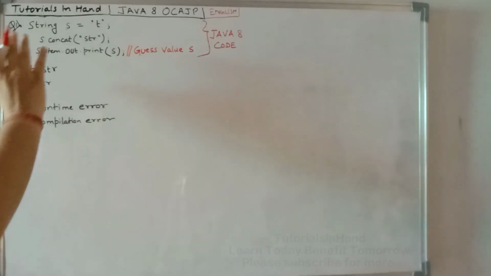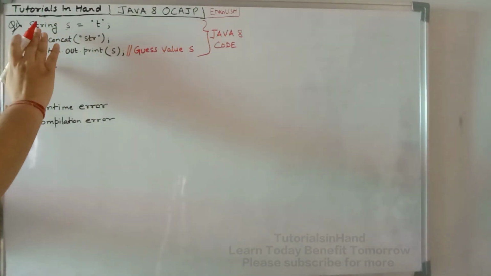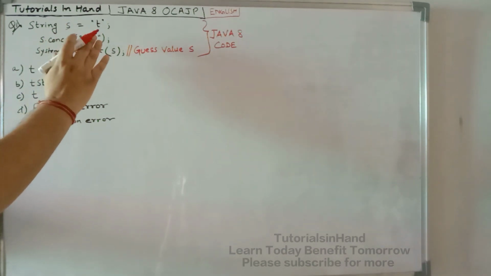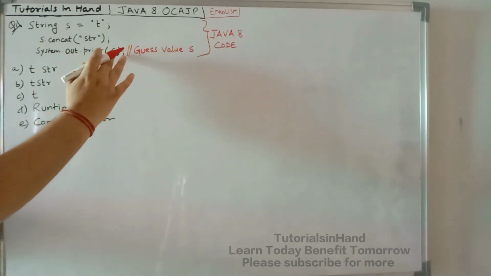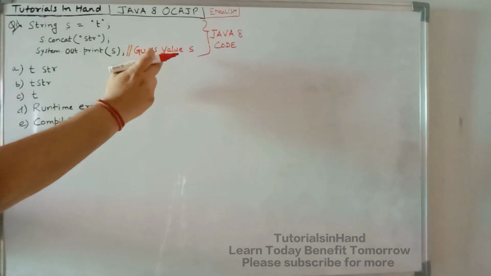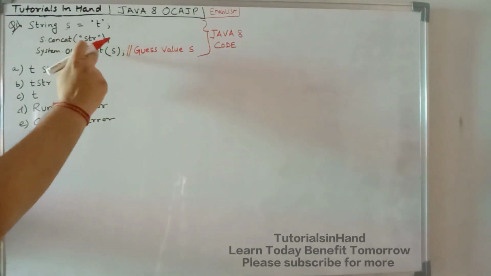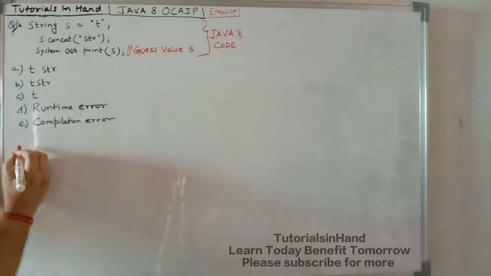Now this is a Java 8 certification question where it says string s = "t" and then s.concat("str"), and then it prints the value of s. It asks you to guess the value that s will hold and print at this third line. So what is the concept?